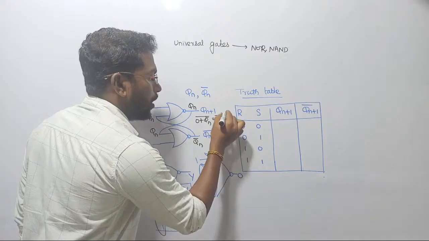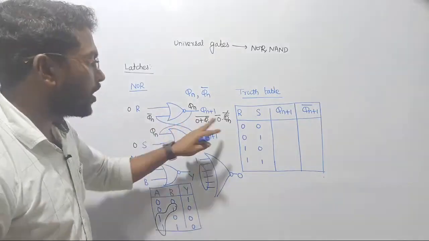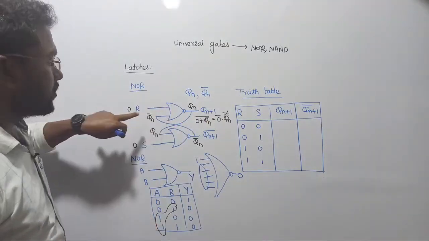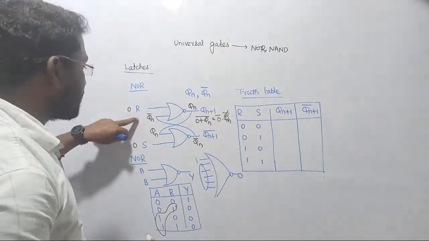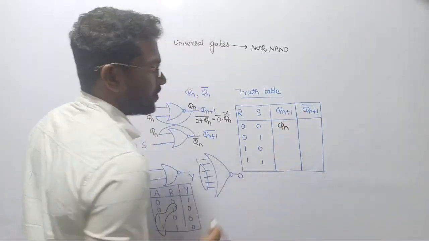B is qn bar whole bar, such that the double bar gets cancelled here, 0 bar will become 1, and 1 into qn. So what is the conclusion? While passing 0 as the input for this gate, your output of qn plus 1 is going to be qn simply.